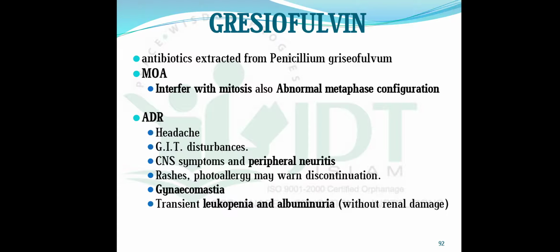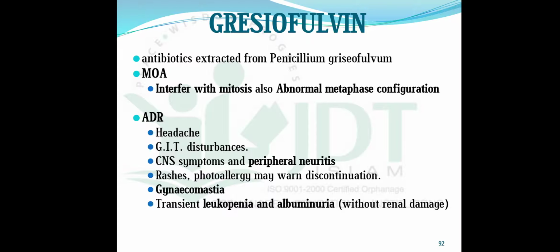Next drug is Griseofulvin. This is also an antibiotic which is extracted from Penicillium griseofulvum. Mechanism of action of griseofulvin is by interfering with mitosis, also abnormal metaphase configuration. It will inhibit cell division, thereby inhibiting the growth of different fungi. Now, what are the ADRs? Headache, GI disturbances, CNS symptoms, peripheral neuritis, rashes, photoallergy. In photoallergy cases we have to discontinue the drug. Then gynecomastia and transient leukopenia and albuminuria without renal damage.